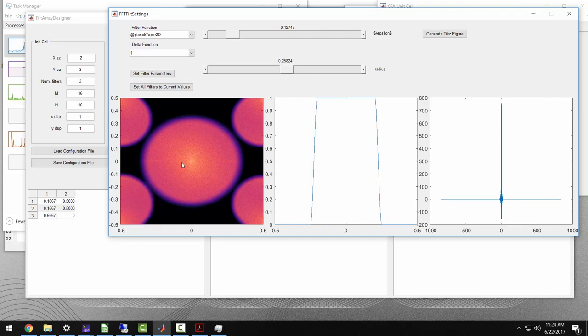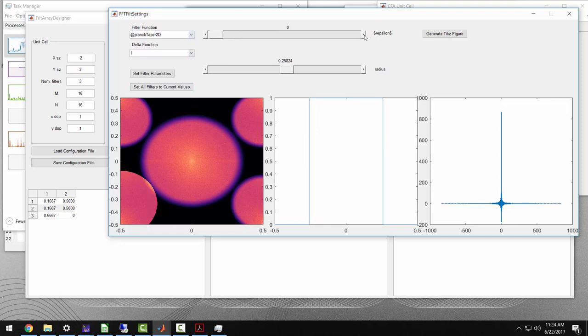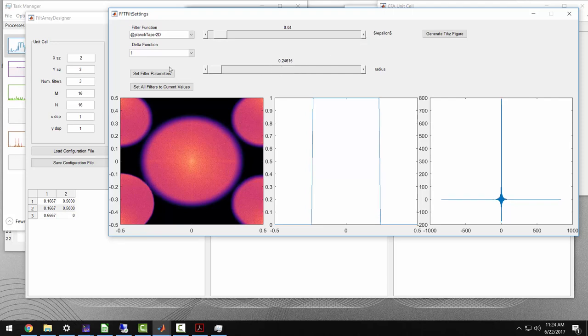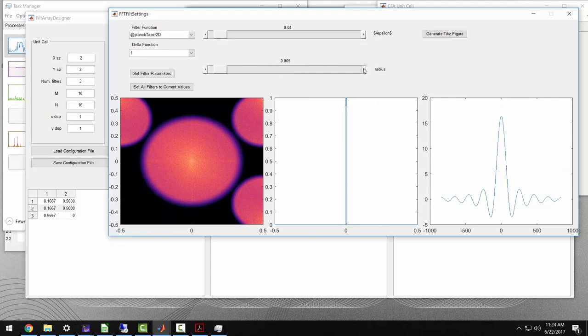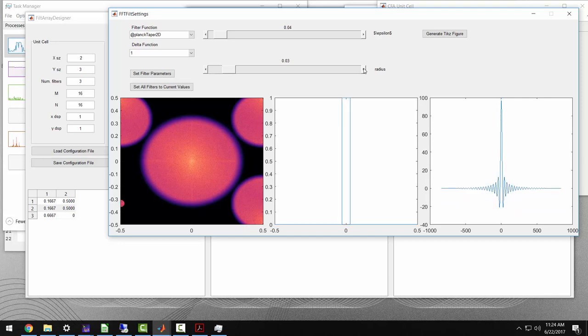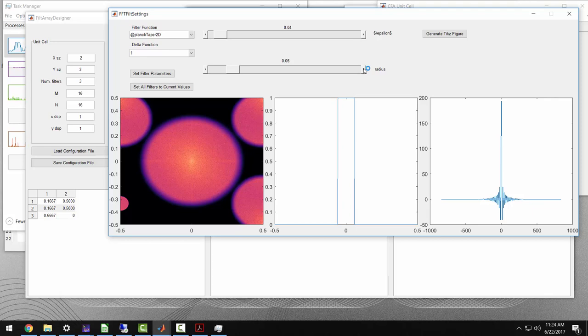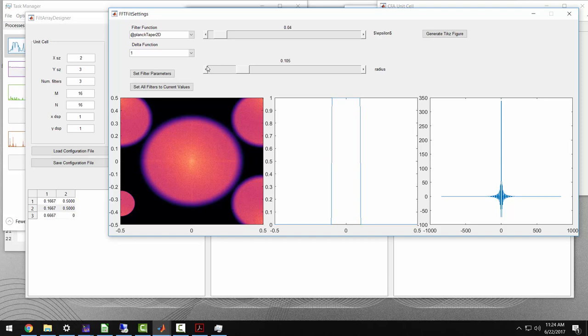So let's change this to something small. And it's 0.1. This is all in normalized coordinates, so this is the Nyquist square. We can change our transition value to be a little bit smoother here with this epsilon parameter. Try 0.1.